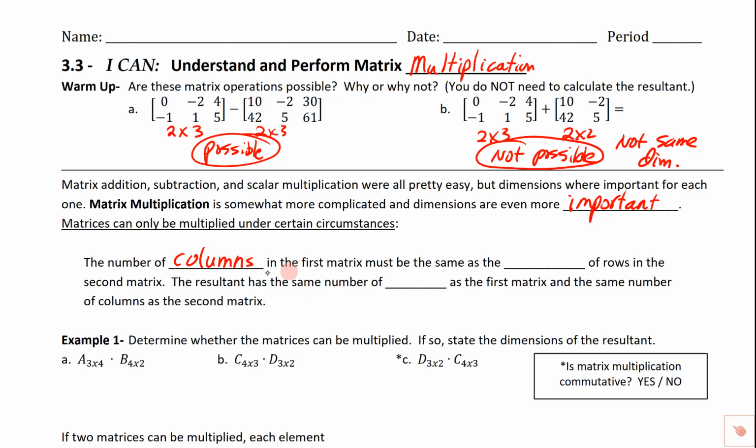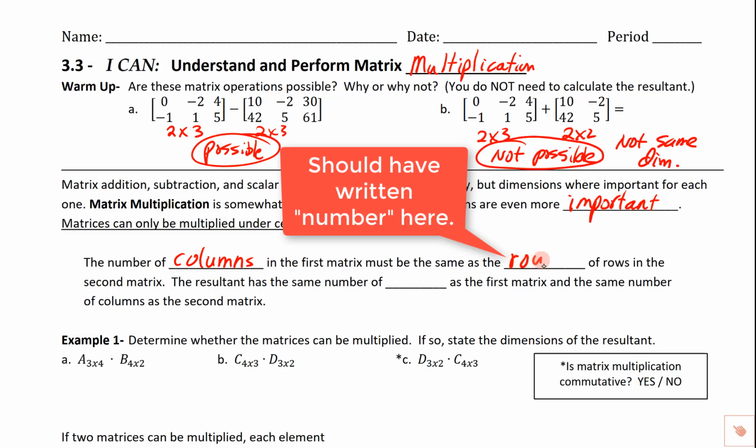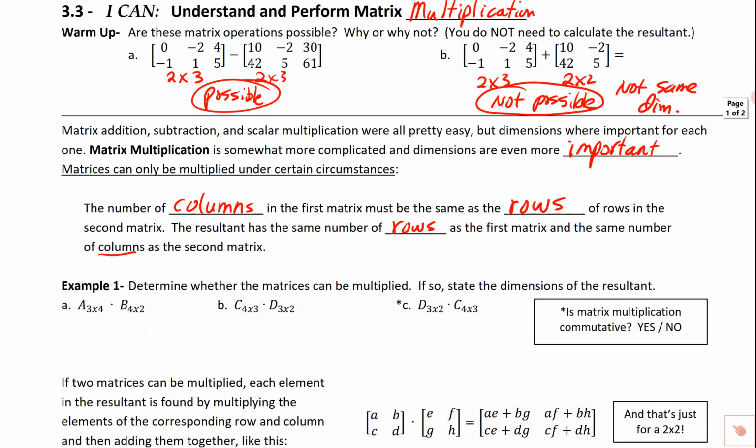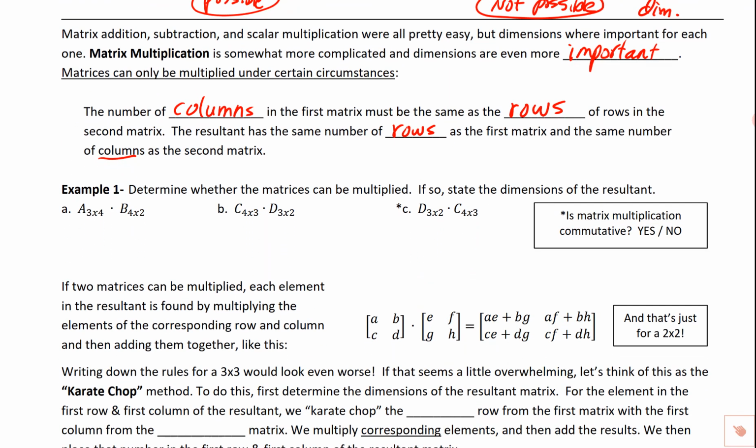And those circumstances are the number of columns in the first matrix. So let's write down columns here. The number of columns in the first matrix must be the same as the number of rows in the second matrix. And the resultant has the same number of rows as the first matrix and the same number of columns as the second matrix. So we're going to look at a couple of examples first, and all we're going to do here is figure out, would it be possible to actually multiply these matrices? And if it is possible, we're going to state what the dimensions of the resultant would be.